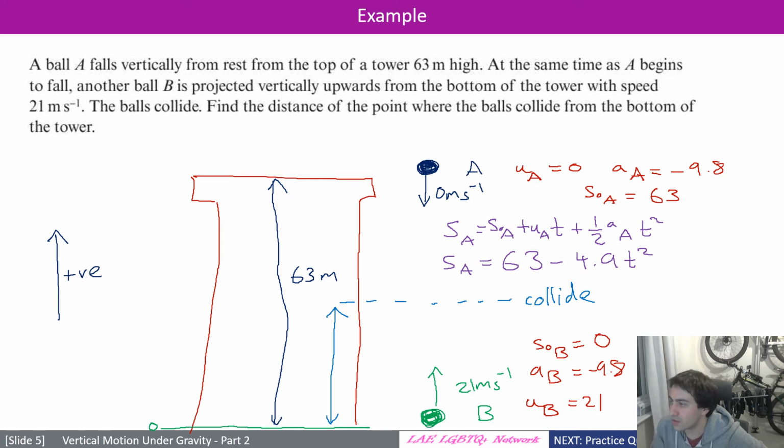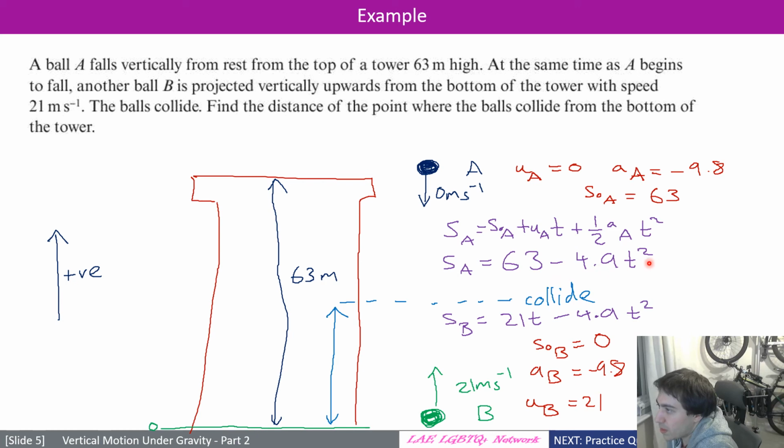Okay, and now let's find the SB. So that's going to be S0 of B, which is 0, plus UB times T, which is 21T, minus a half acceleration of B T squared, which again is minus 4.9 T squared. Okay, so a little bit different looking equations, partly because one of them had initial speed of 0 and the other one had initial displacement of 0. So here you've only got a t squared, whereas here you've got a t and a t squared.